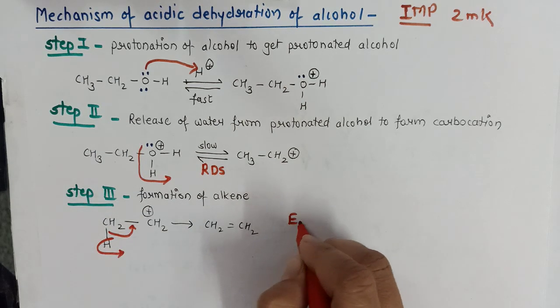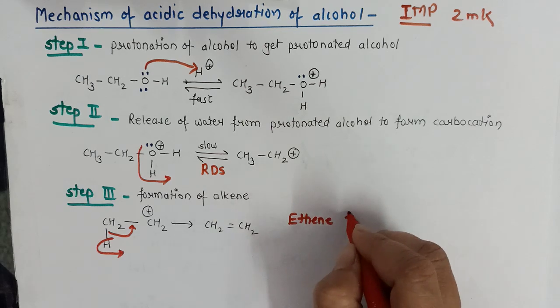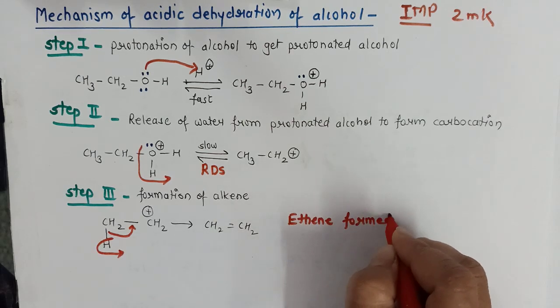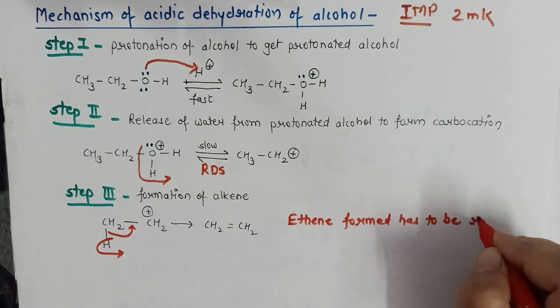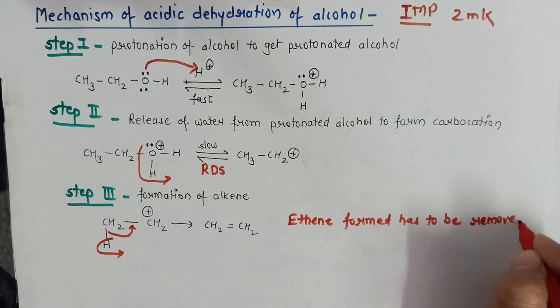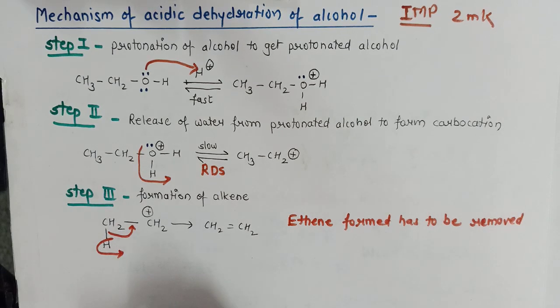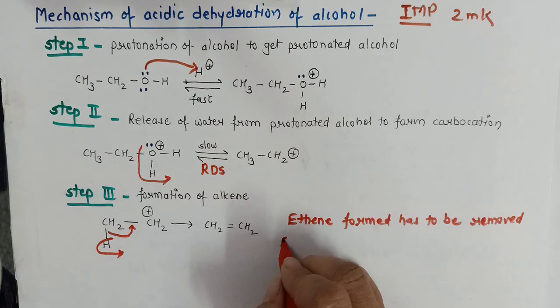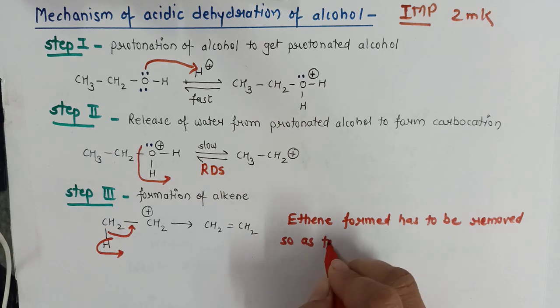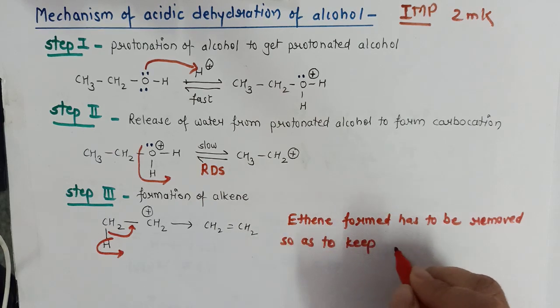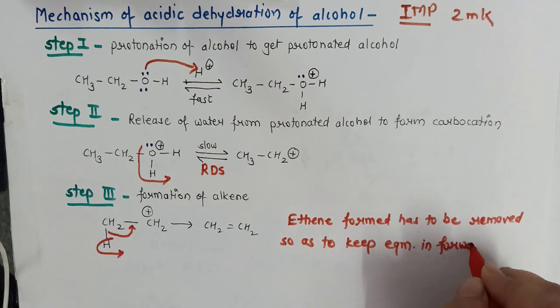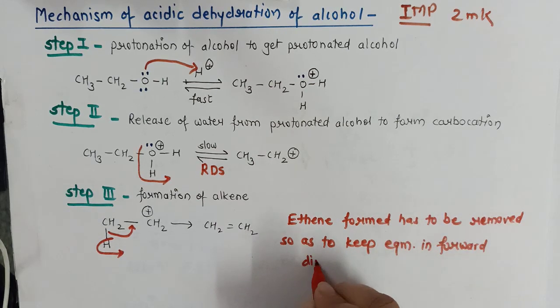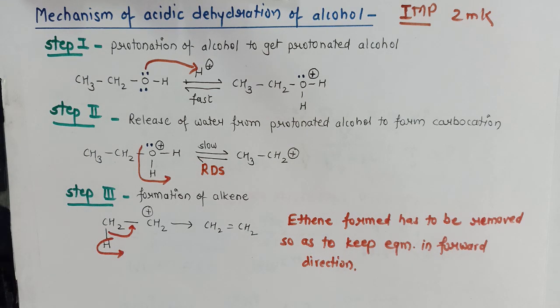Now the ethene formed has to be removed. Again, the reason is to keep the equilibrium in the forward direction. So that's what about dehydration.